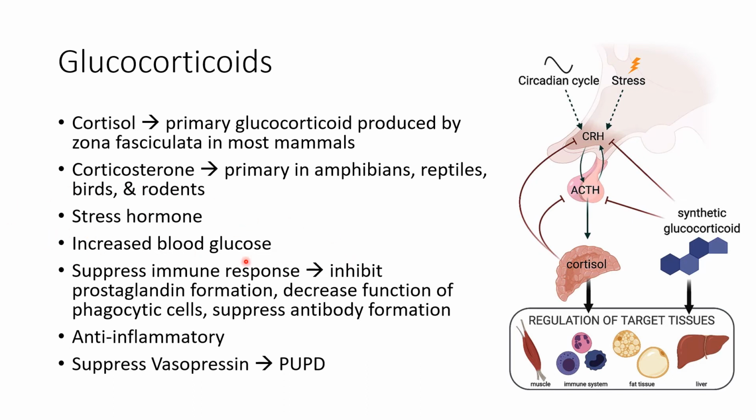So they increase blood glucose. Together with that function, they also suppress the immune response. They inhibit prostaglandin formation, they decrease function of phagocytic cells, so neutrophils and macrophages, and they suppress antibody formation. So there's a suppression of immune response and hence an anti-inflammatory response. And they also suppress your vasopressin or antidiuretic hormone, resulting again in your PUPD or polyuria polydipsia.